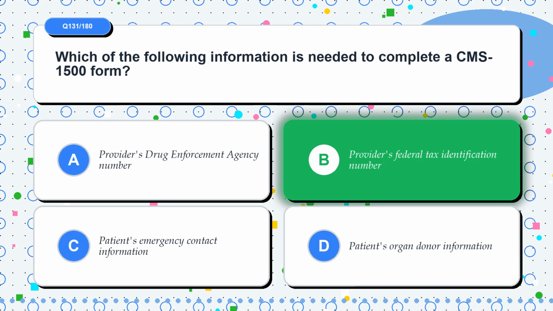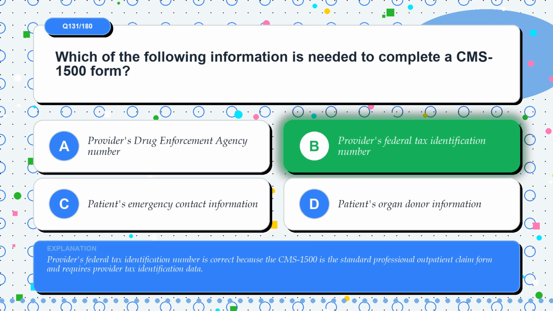The correct answer is option B, provider's federal tax identification number. Provider's federal tax identification number is correct because the CMS 1500 is the standard professional outpatient claim form and requires provider tax identification data.